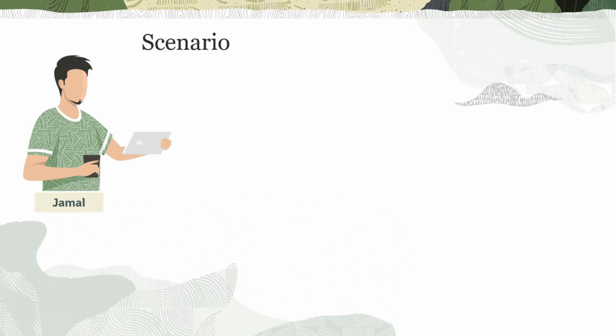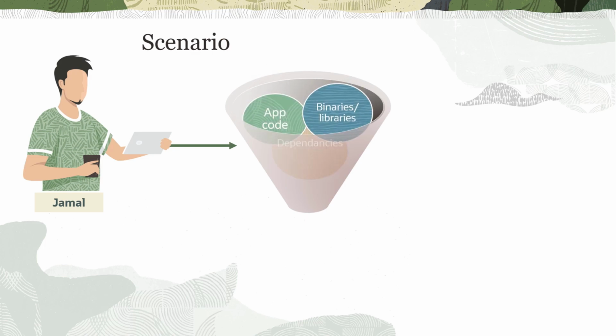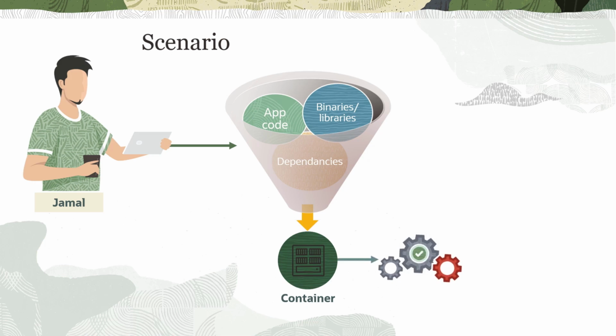Jamal loves working with containers. A container is a standard unit of software that packages up code and all its dependencies so the application runs quickly and reliably from one computing environment to another. Think of them as lightweight virtual machines. He designs his applications using containers and sees that it's working great.